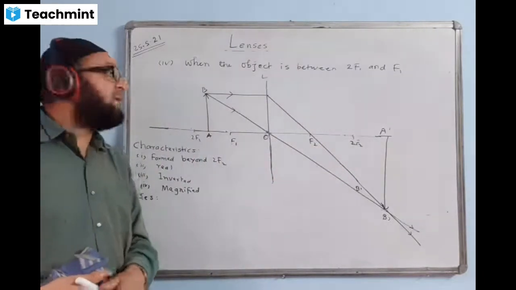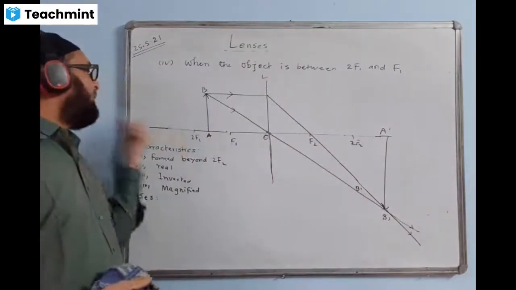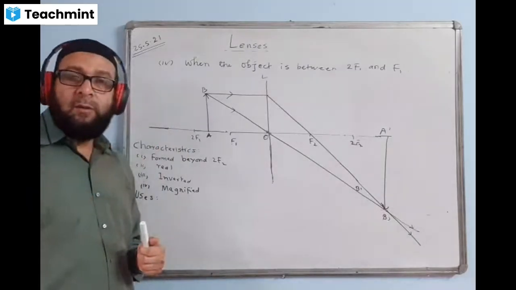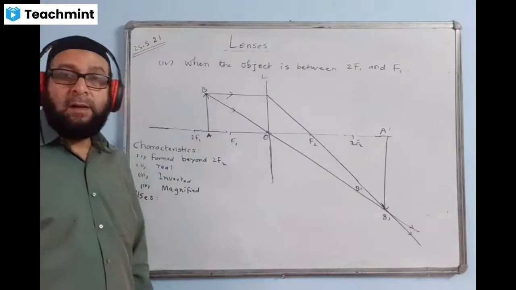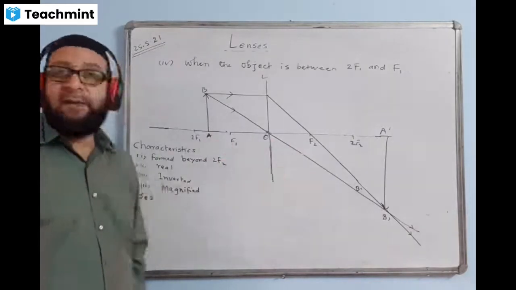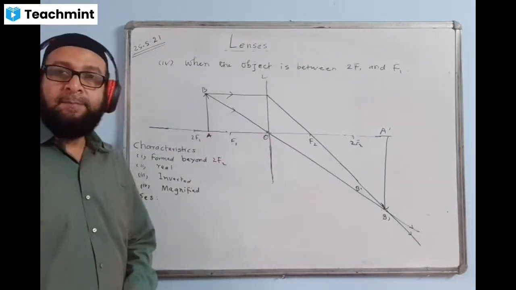That means when the object is far away, the image size is small. And when the object is at 2F1, the image size is the same, equal. And as the object comes closer, the size will increase, the size will become bigger.